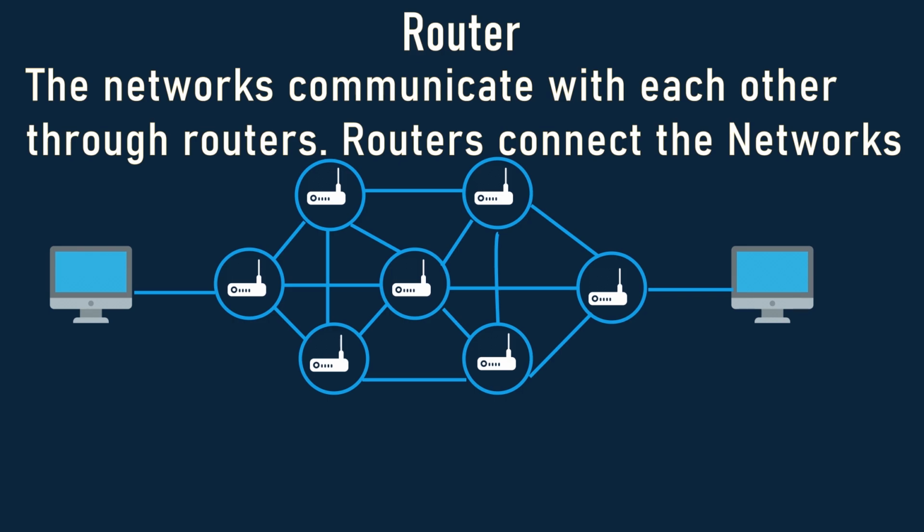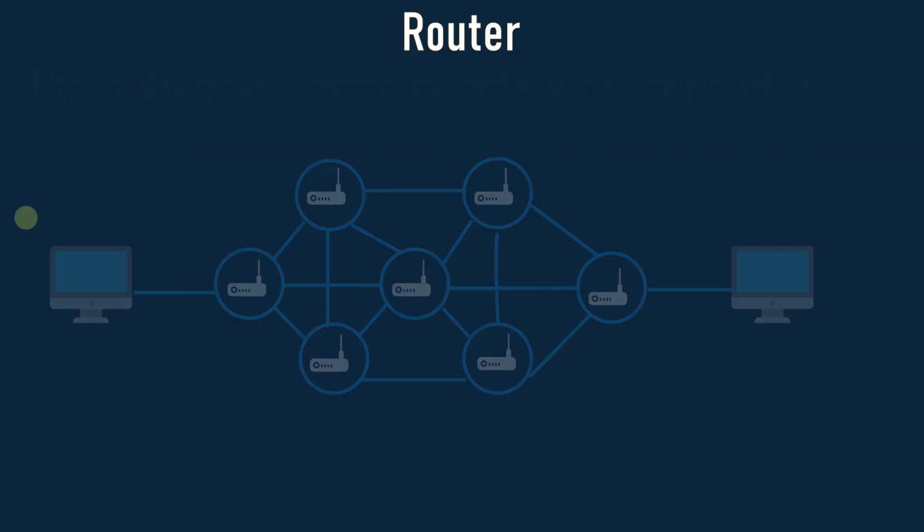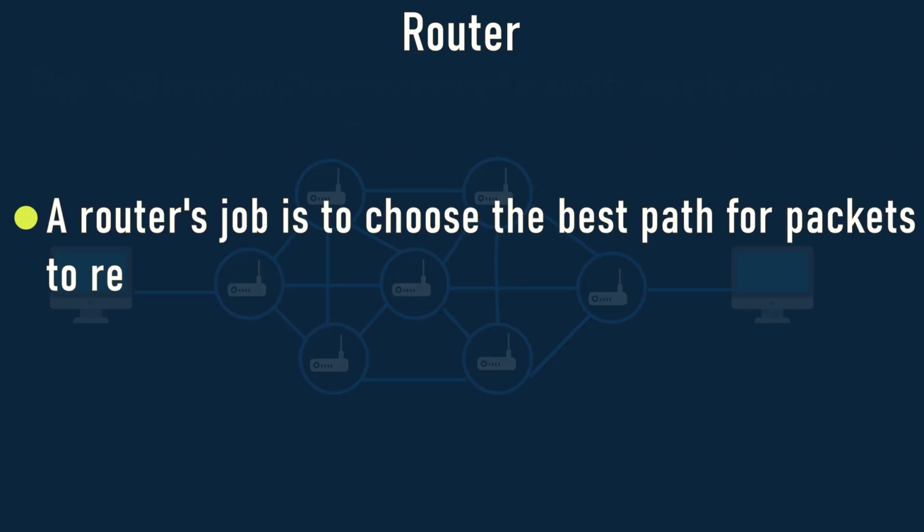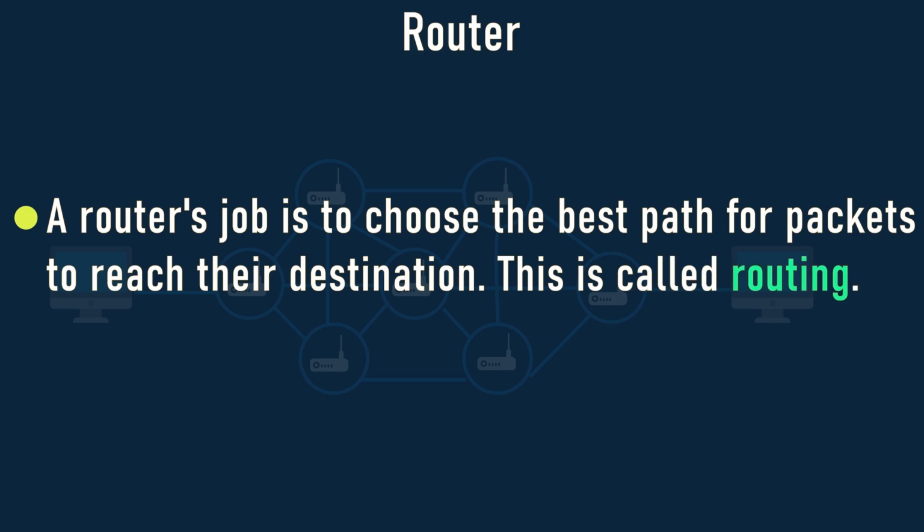Since the internet is a web of interconnected routers, data must go through these routers to reach its destination. The job of a router is to select the best available path that packets need to go through to reach their destination. This is called routing. Routing is the process of selecting the path that data must go through to reach its destination.